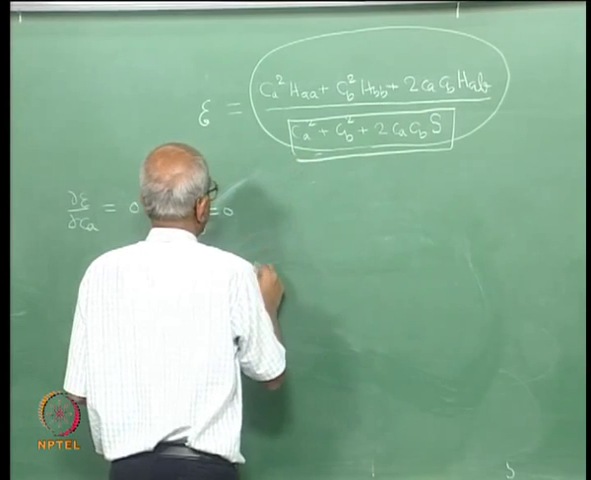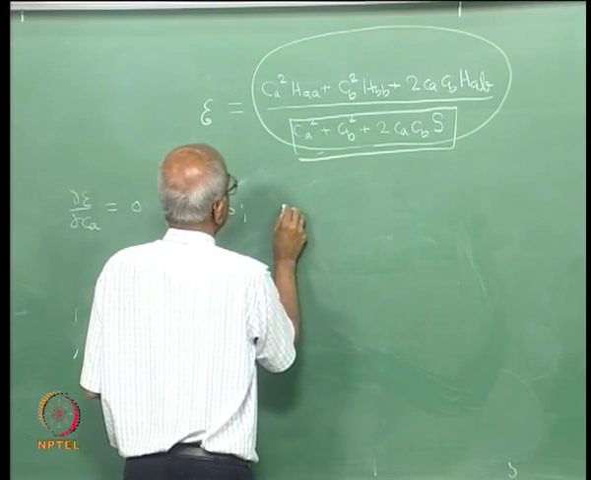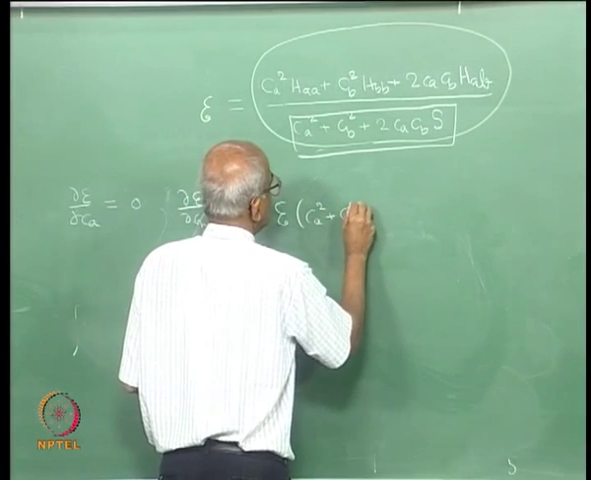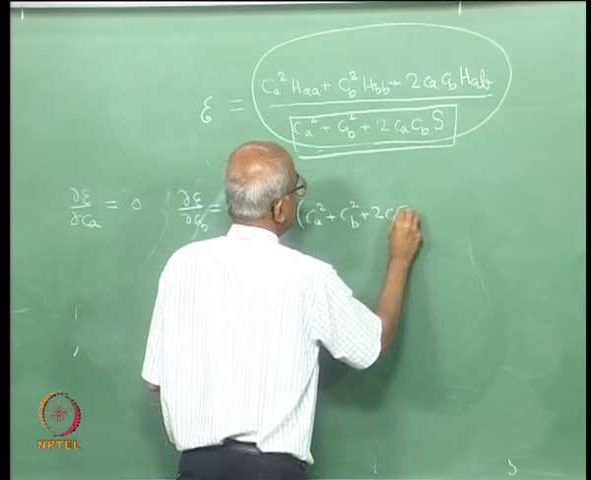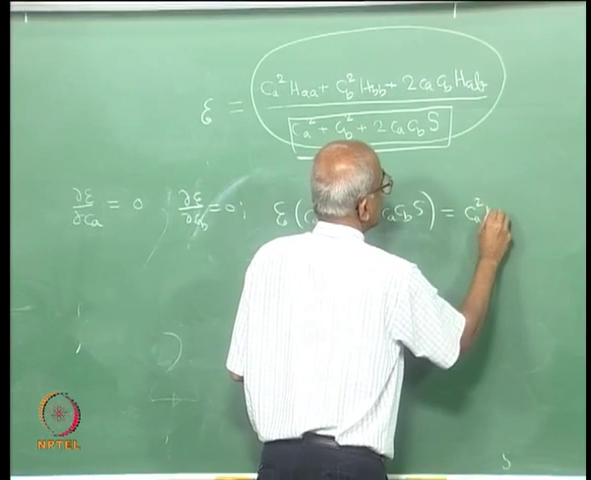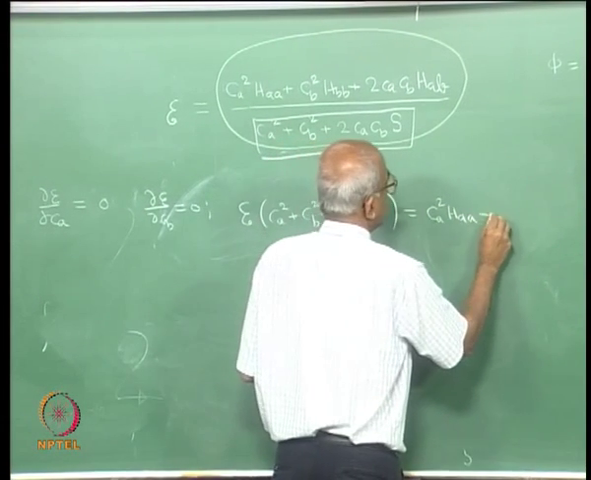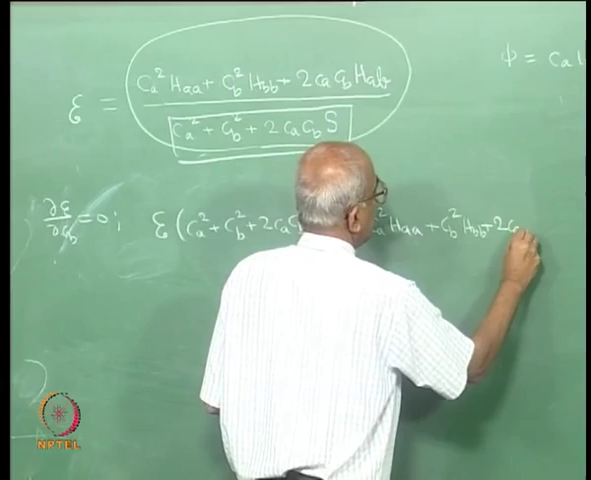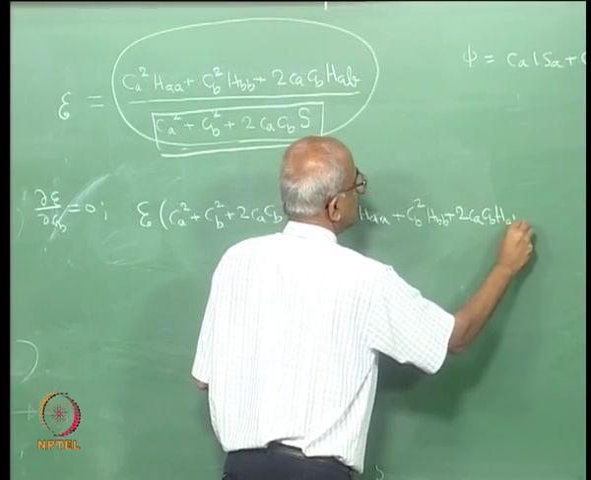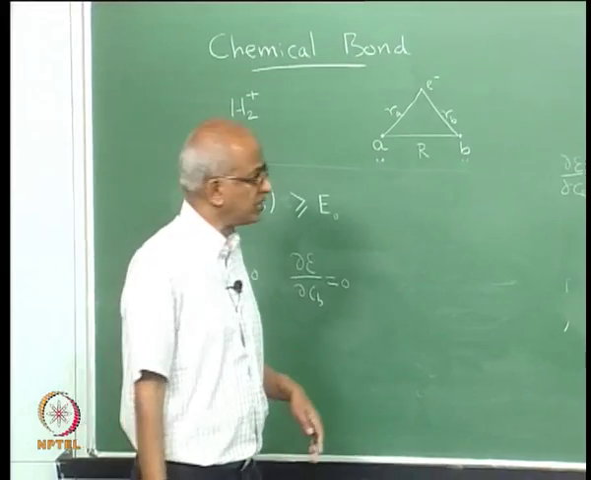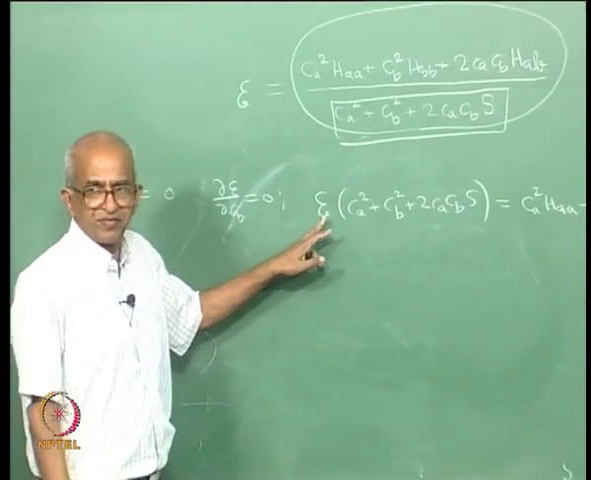So, if you did that multiplication, what is the equation that you are going to get? You will get script E into CA square plus CB square plus 2 CA CB into S is equal to CA square HAA plus CB square HBB plus 2 CA CB HAB. This is what you will get. Now, having got this equation, I will go ahead and differentiate, because after all I just want to find the derivative of script E.